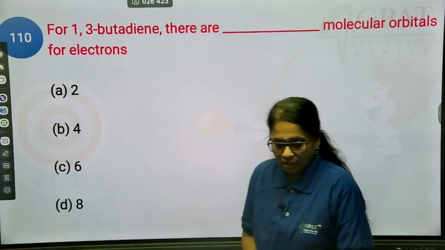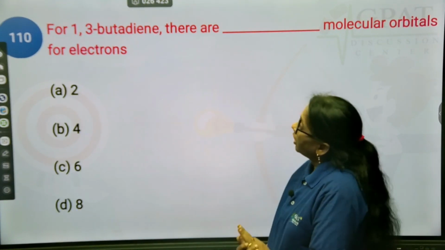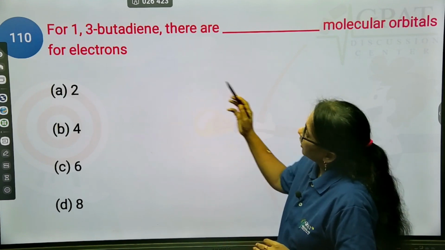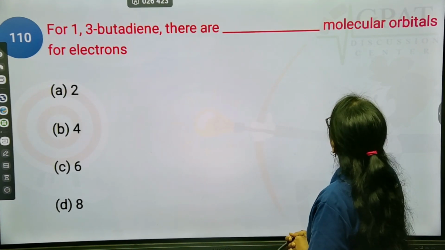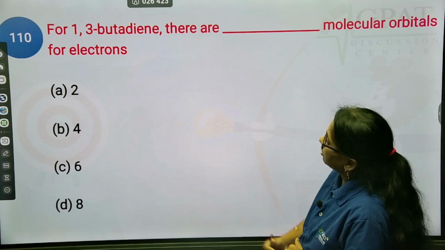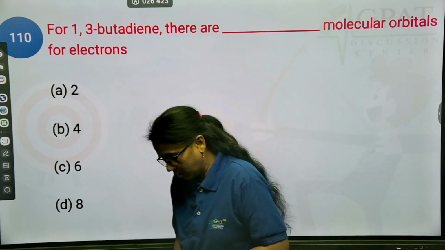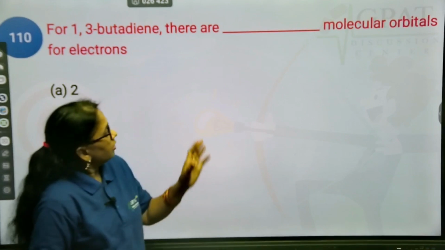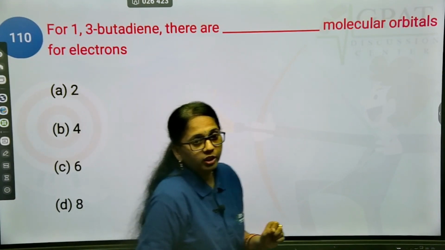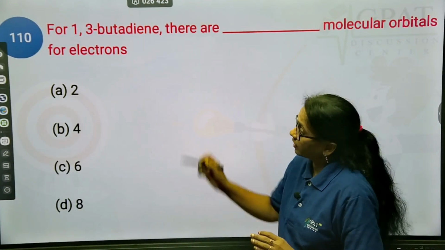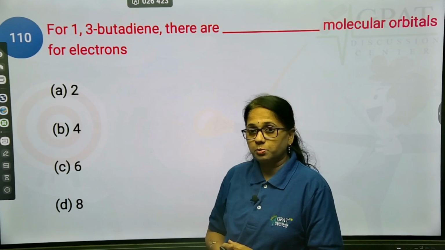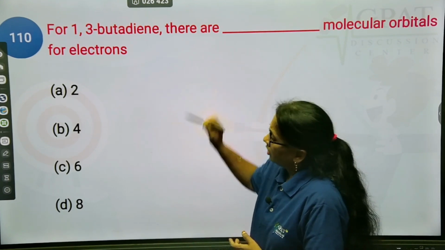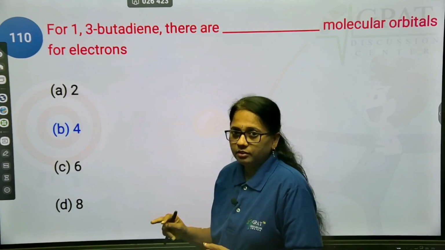Now let us see the last question we have obtained from the analysis section, that is for 1,3-butadiene there are molecular orbitals of the electrons. So somehow it is related to the molecular orbitals. Okay, so in the 1,3-butadiene, how many molecular orbitals for the electrons are observed. For the electrons means actually what are the, in order to get the transitions.